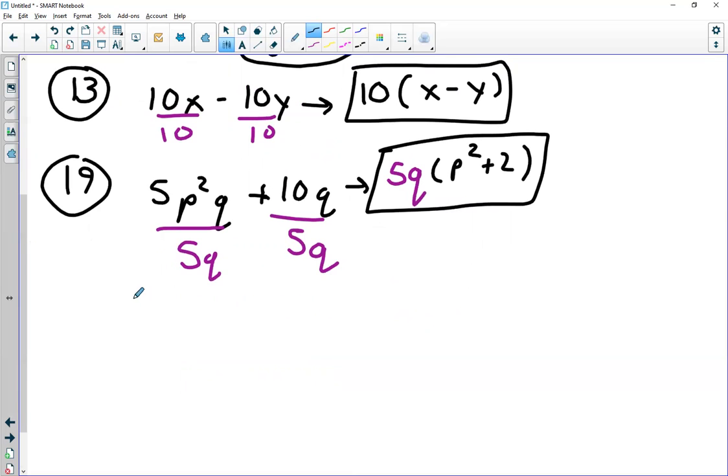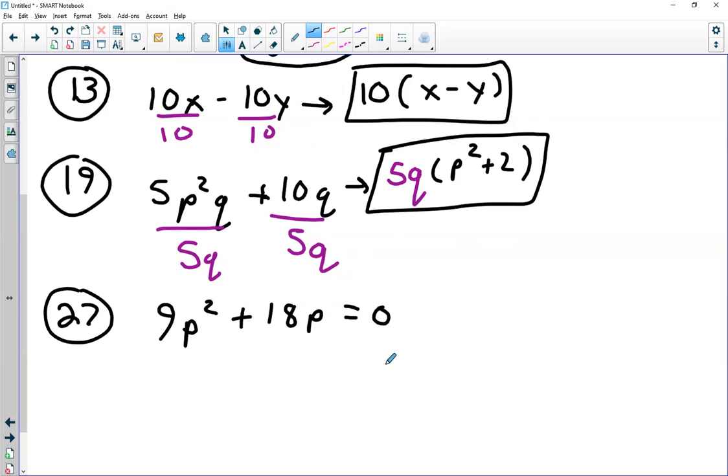All right. Next one. Guys, let's do number 27 in the next section. 9p squared plus 18p equals 0. Now, technically, here we have a plus sign.